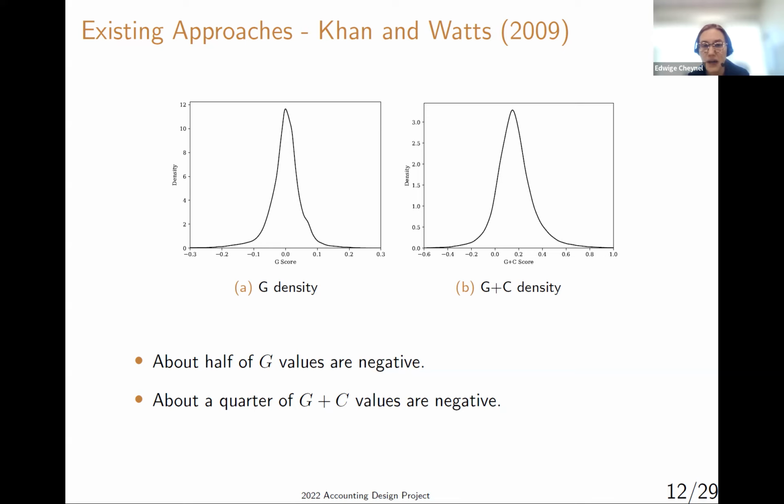That is not as bad for the G plus C distribution, which represents the bad news. So the G density is for the good news, and the G plus C for the bad news. For the bad news, again, we should also have positive values, but we still have about a quarter of G plus C values that are negative. So we should obviously observe rather movements between earnings and news, and already that's not really the case.